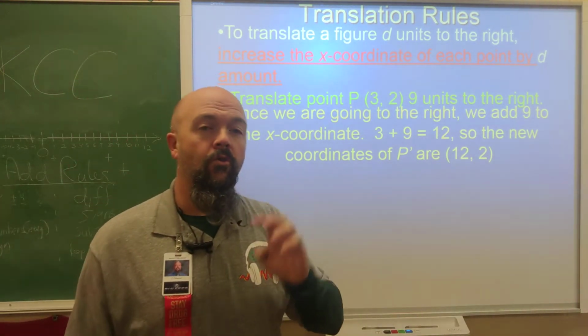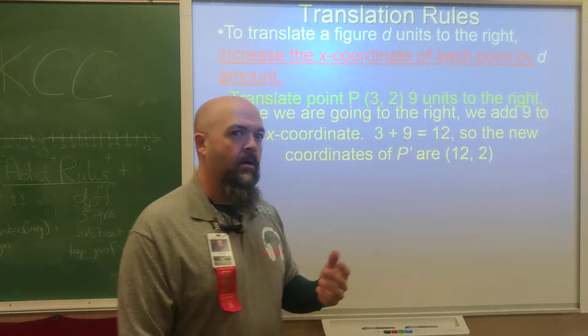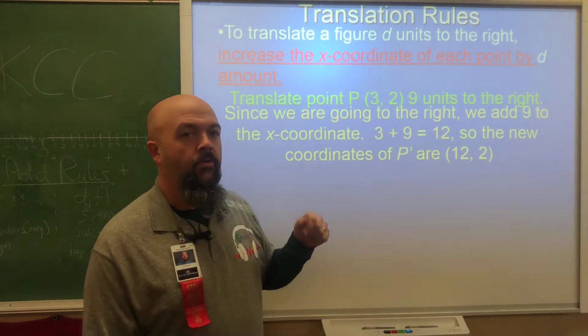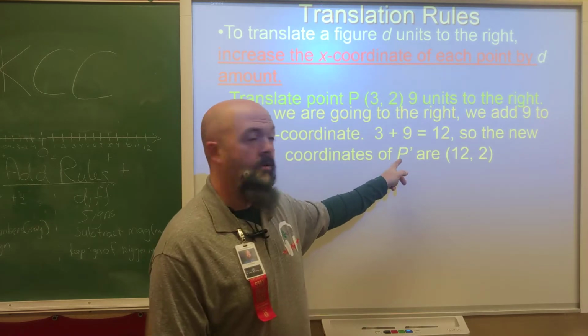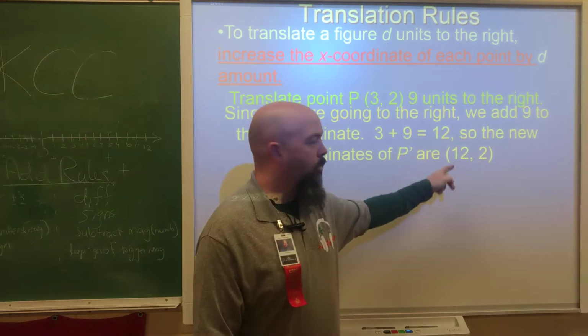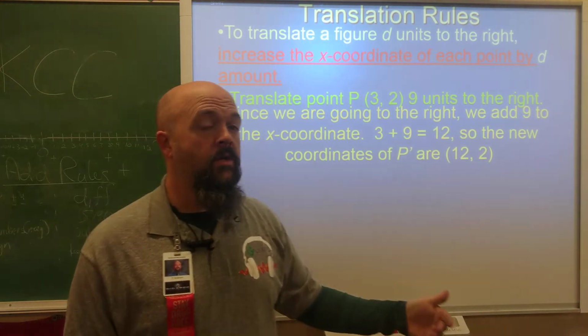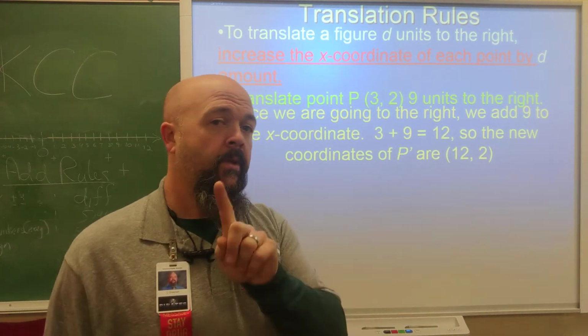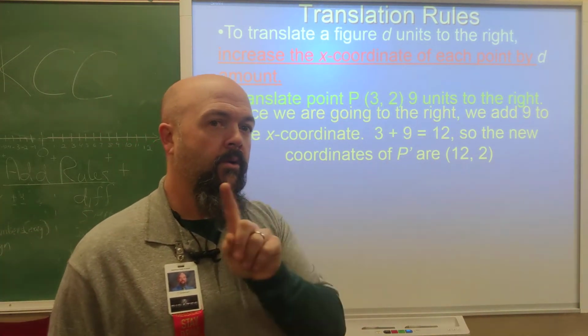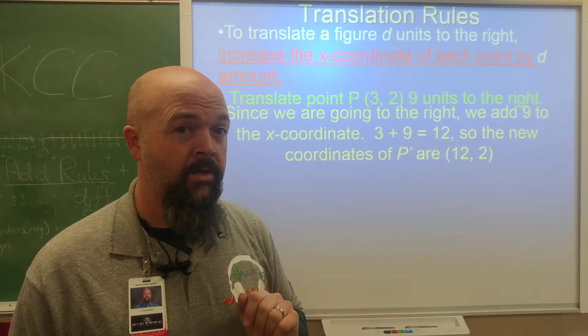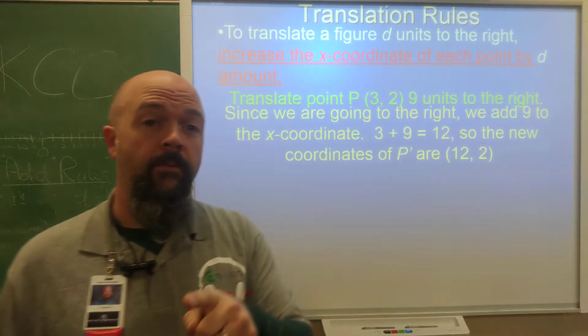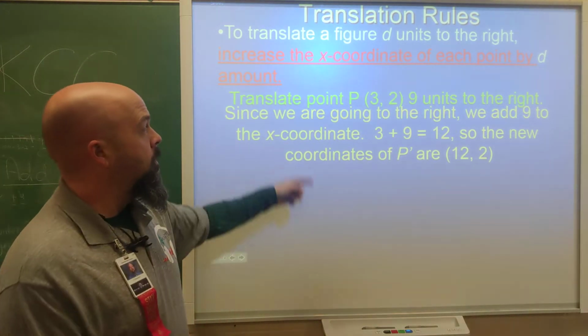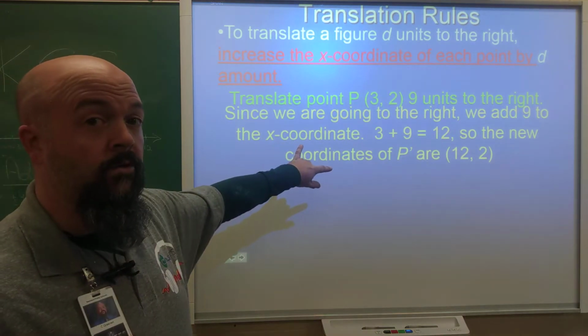So our translated point, P, went from 3, 2 to its new location, transformed, P apostrophe, 12, 2. The y doesn't change because we're only going left or right now. So if we're only moving in one direction, then only one of the coordinates will change. The other one will stay the same. Make sure you keep an eye on that and think about that. Okay, so that's moving to the right.